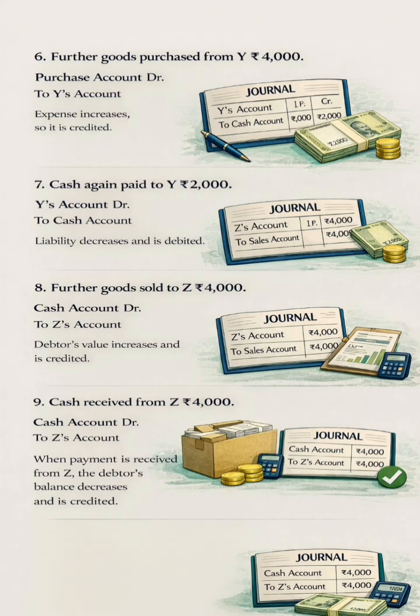Cash again paid to Y, 2,000 rupees. Y's account debit, to cash account. Liability decreases and is debited. Cash decreases and is credited.